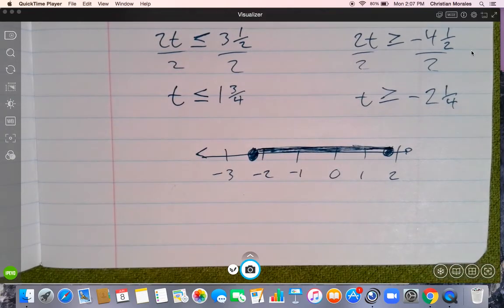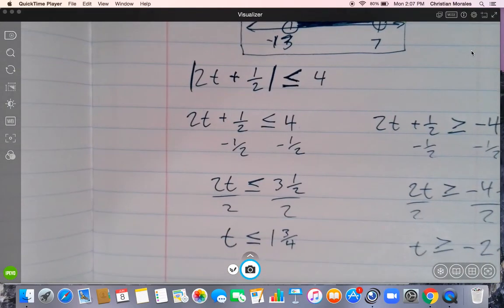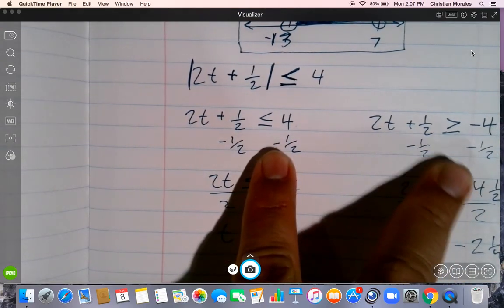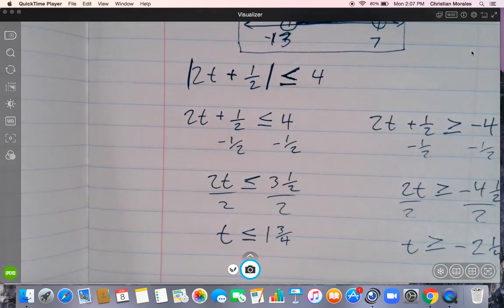Those are your answers. And guys, that's basically how we solved an absolute value. It looks a lot like compound inequalities. You take that problem, you turn it into two different answers, one positive, one negative, and you solve them both. And that's how you do it.